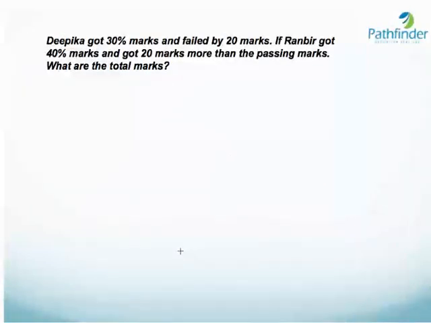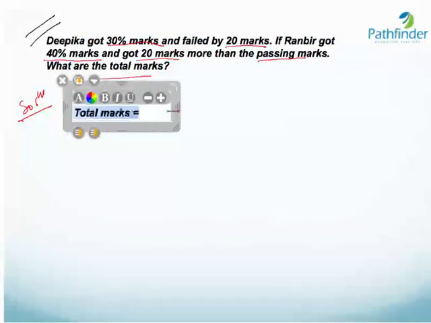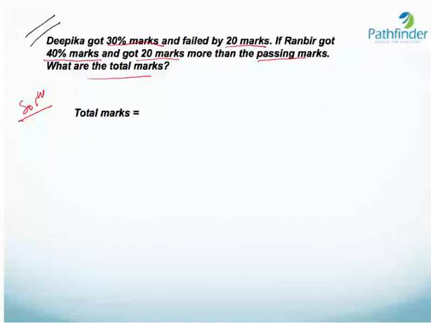Let us take a look at another question. Deepika got 30% marks and failed by 20 marks. If Ranbir got 40% marks and got 20 marks more than the passing marks, what are the total marks? Once again, we start by assuming whatever has been asked as x. So let us assume that the total marks must be equal to x.